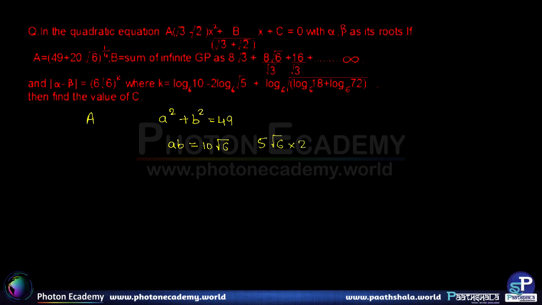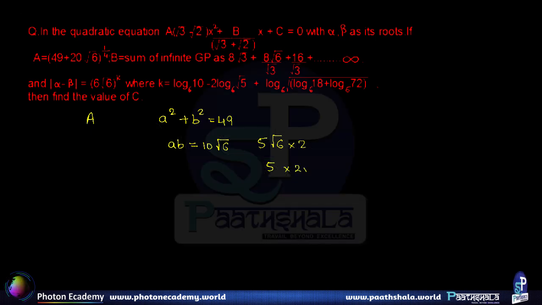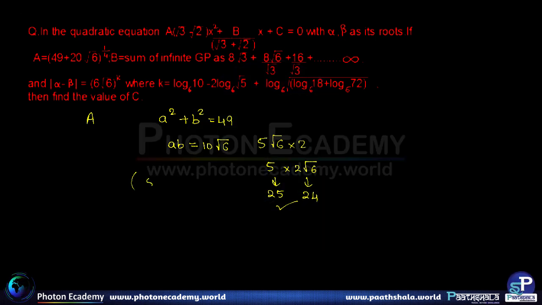Let's consider 5 into 2 root 6. So the square of this is 25. The square of this will be 4 into 6 is 24. So yeah, this is satisfying. So we have a is equal to 5 plus 2 root 6 square, the whole thing raised to 1 by 4. So we are left with this raised to 1 upon 2.